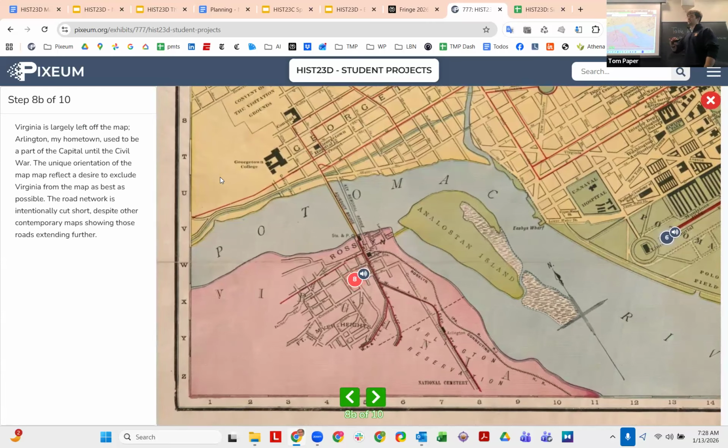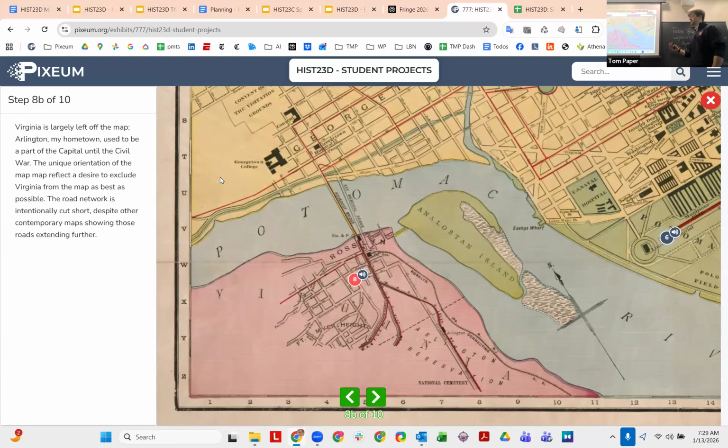Arlington, where I live, is also completely left off the map. So if you know anything about Civil War history, you'll know that Arlington, Virginia originally used to be a part of Washington, D.C. When Virginia seceded with the Confederacy, it got cut off and it did not get reabsorbed into Washington, D.C. after the Civil War concluded.